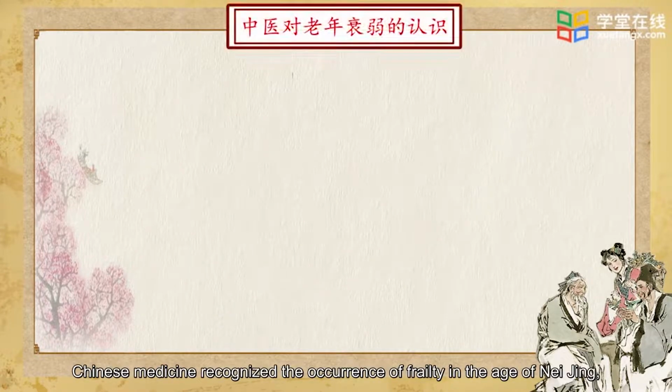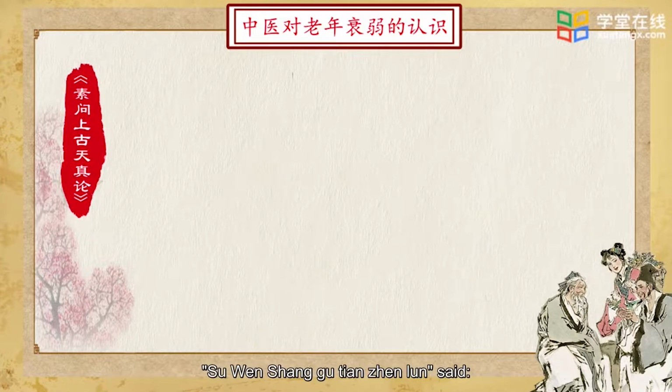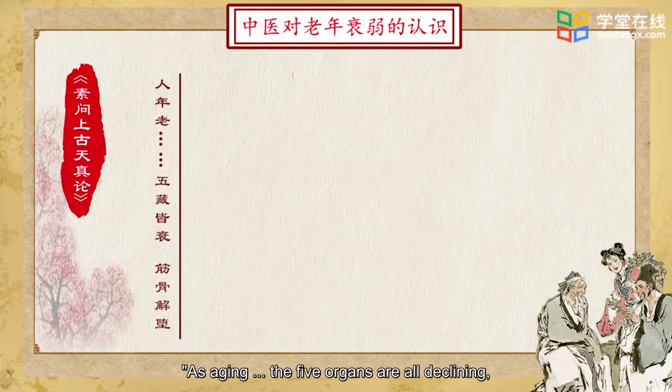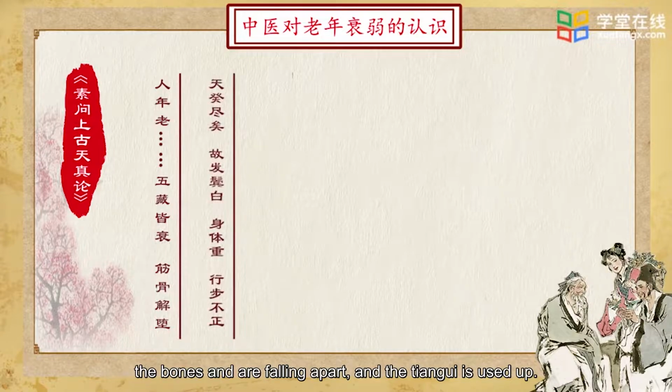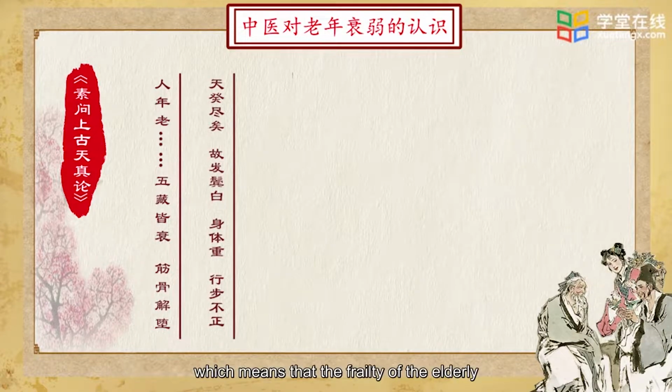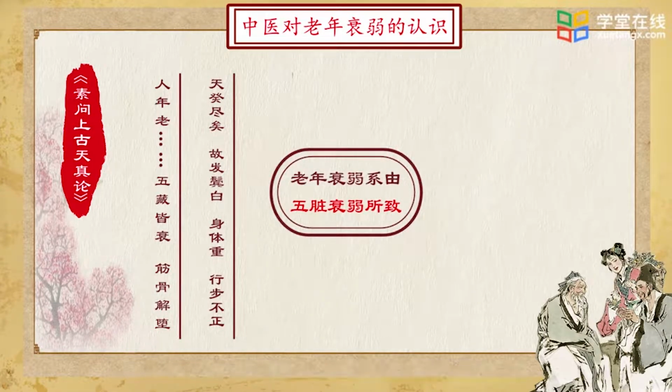Chinese medicine recognized the occurrence of frailty in the age of the Neijing. 素问上古天真论 said, as aging, the 5 organs are all declining, the bones are falling apart, and the tiangui is used up, which means that the frailty of the elderly is caused by the weakness of the 5 internal organs.